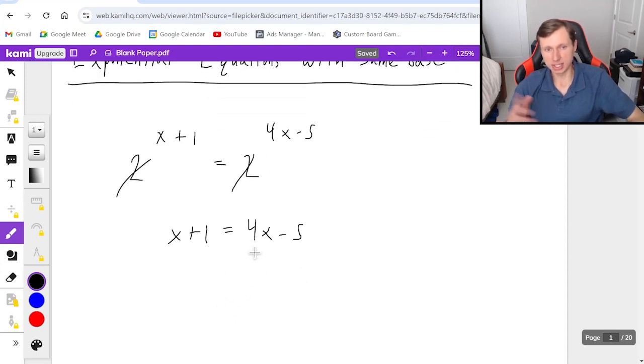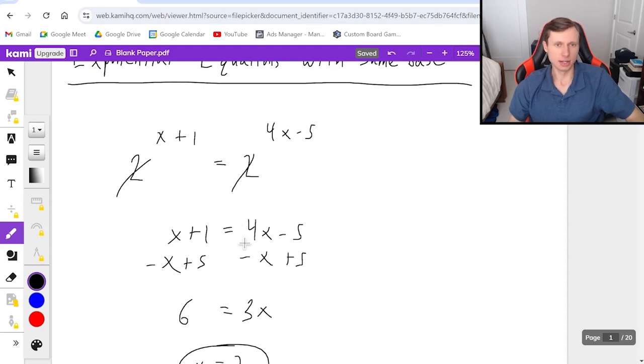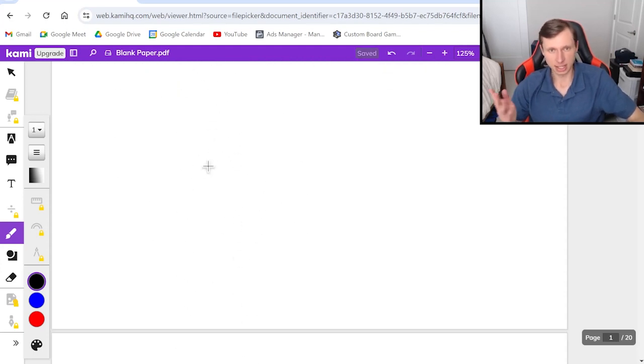And then from here, it's really easy. Subtract x from this side, add 5 to that side, left side will be 6, right side will be 3x. Divide by 3, you get x equals 2. Yeah, that part's easy. So is it really, as always, as easy as this? No, there's harder problems, like this one.